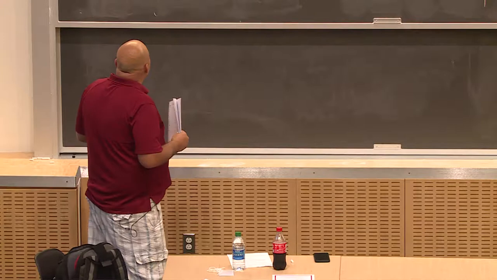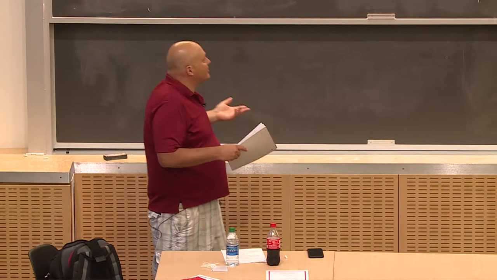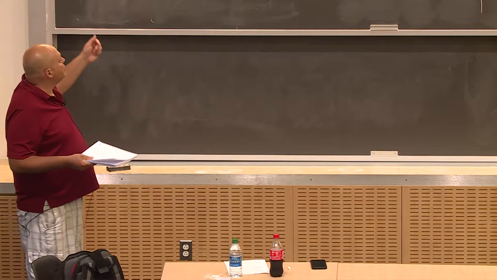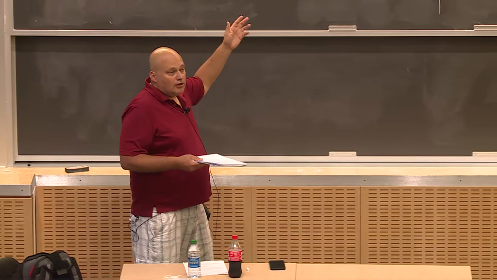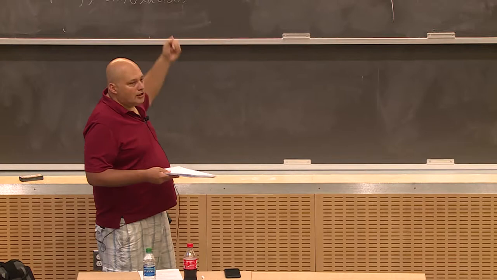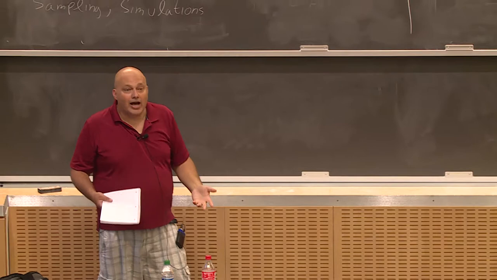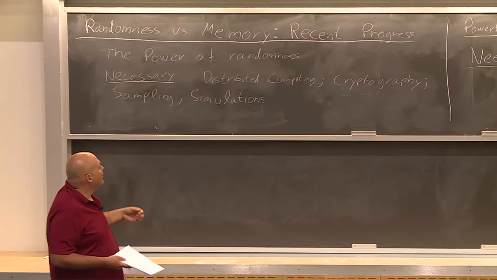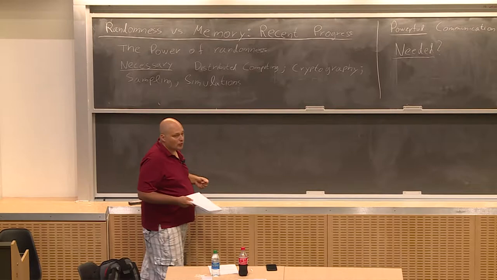So this sits within the more general question of the power of randomness. And we have a complicated relationship with randomness. There are times in which we know that randomness is necessary. For example, in distributed computing, we know that there will be lots of starving philosophers without randomness, and in general, breaking symmetry. In cryptography, we can't even define what we want without randomness. It's not only achieving it, just even defining it. Definitely doesn't make sense to do sampling simulations without randomness.